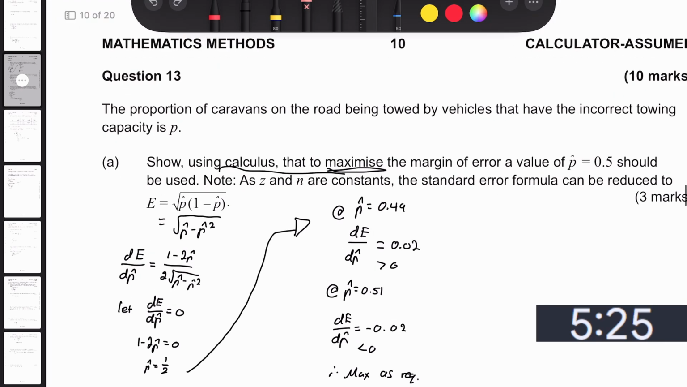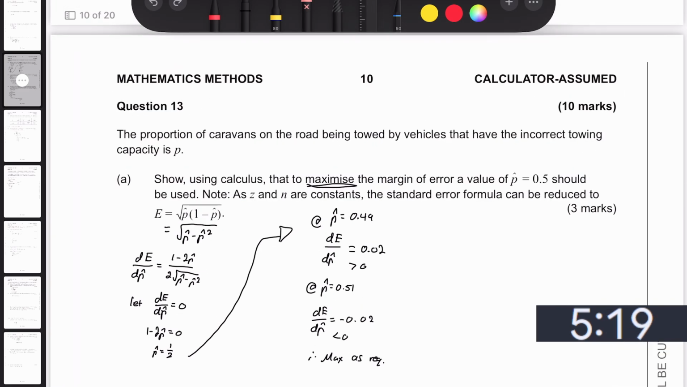And it does say to show using calculus that I need to maximize it, so I guess I need to show that it's a maximum. And I just had the thought that I could show it using the first derivative test, which was fine. Okay, now I'm going to stop.